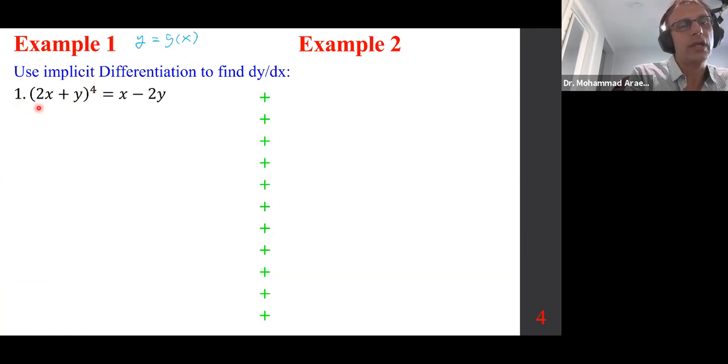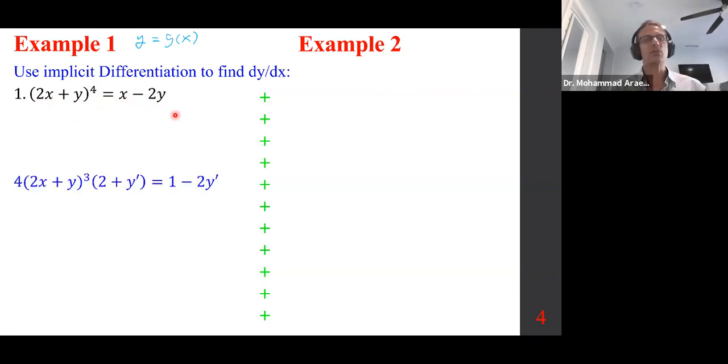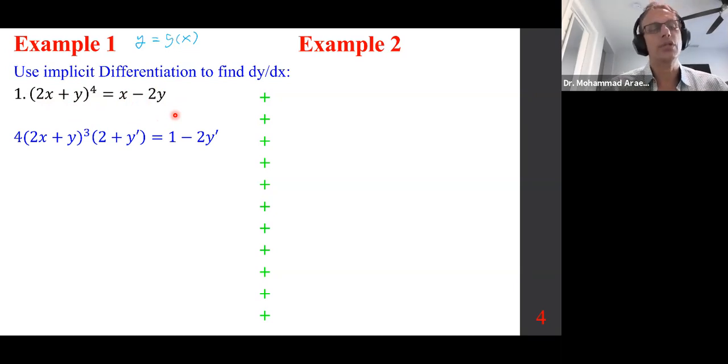So let's quickly recap. 4 sits in front, then 2x plus y to the power of 4 minus 1. The exponent goes down by 1. By the chain rule, times the derivative of the parentheses, which is 2 plus y prime. The right side, x gives you 1, minus 2, y gives you y prime. As long as we have this step, practically we are done, because this is the only calculus step. Now to solve for y prime or dy dx, we use our algebraic techniques.